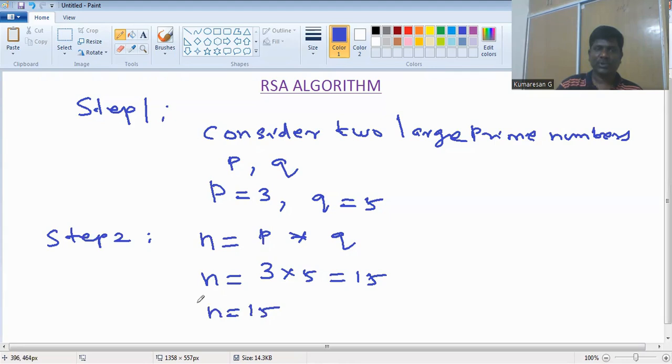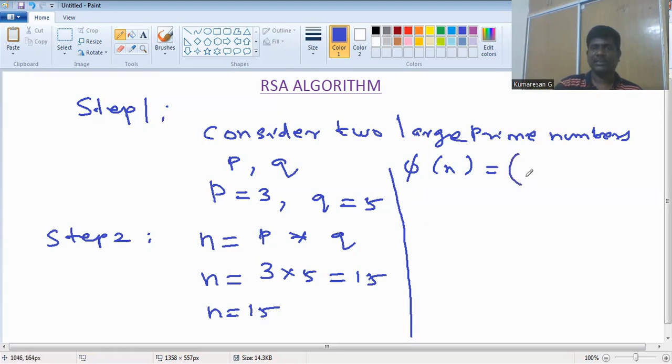Okay, so after finding these n values, we need to find out the pi of n values. So what is pi of n? Pi of n, we will call it the Euler quotient function.